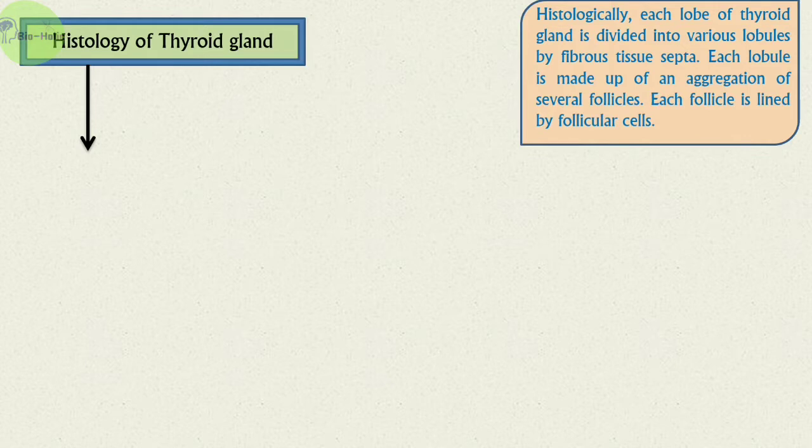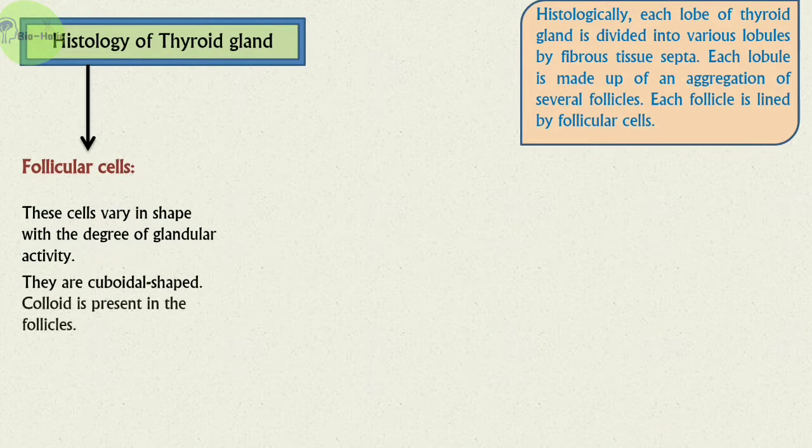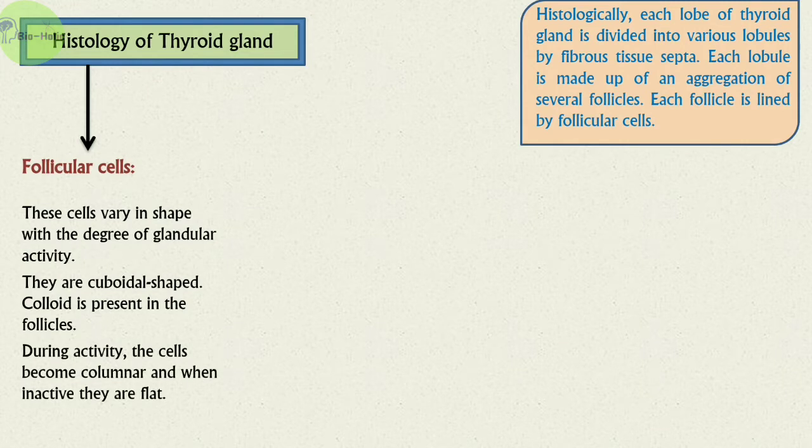So in thyroid gland, follicular cells are present that vary in shape with the degree of glandular activity. They are cuboidal shaped. Colloid is present in the follicles. During activity, the cells become columnar, and when they are inactive, they are flat. From these follicular cells, thyroid hormones are secreted. So, thyroid hormones are secreted from where? The follicular cells of thyroid gland.